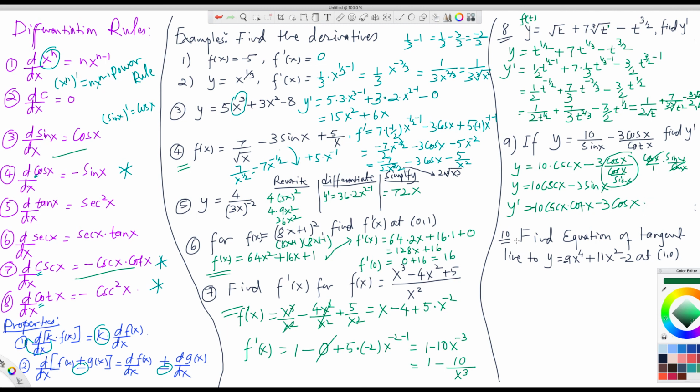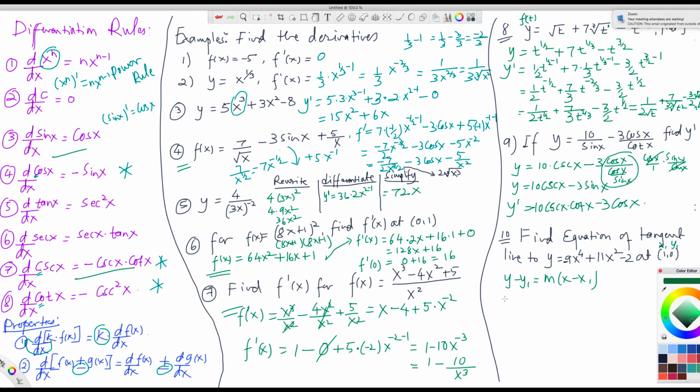Now the last example on this page is basically to find the equation of the tangent line at the given point. What is the equation of the tangent line? y minus y1 equals m times x minus x1. So x1 and y1 are given. We need m. But what is m? m is the derivative, right? So at 1 comma 0.